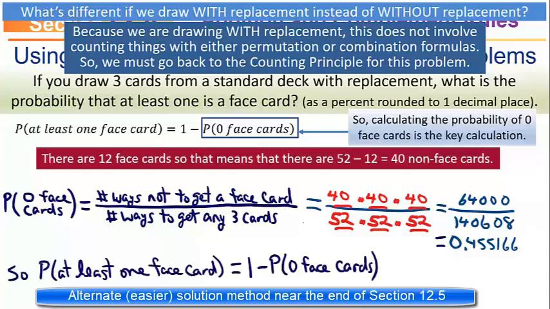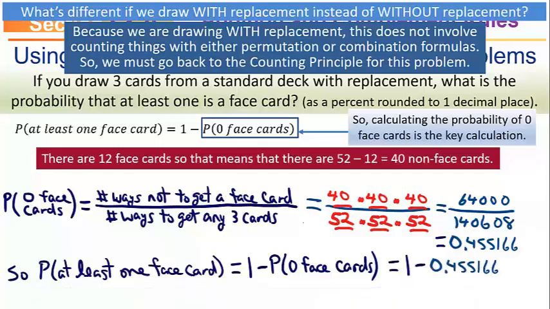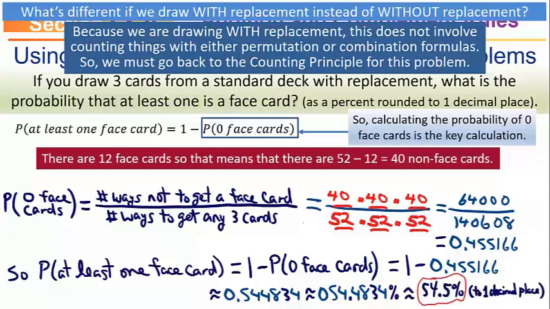0.455166. Now remember, the probability of at least one face card is 1 minus the probability of no face cards, and we just calculated the probability of no face cards, so 1 minus that value is 0.544834. Now we're done except for the fact they asked us to do it as a percent rounded to one decimal place. So changing it to a percent moves the decimal place 2 places to the right. And then you can see that that first decimal place is a 4, but the hundredths place is an 8, so that 4 rounds up to a 5. So as a percent rounded to one decimal place, it would be 54.5%.